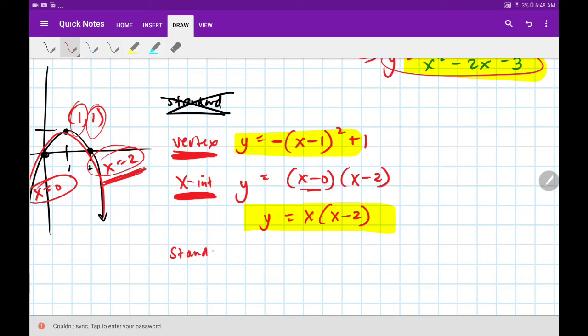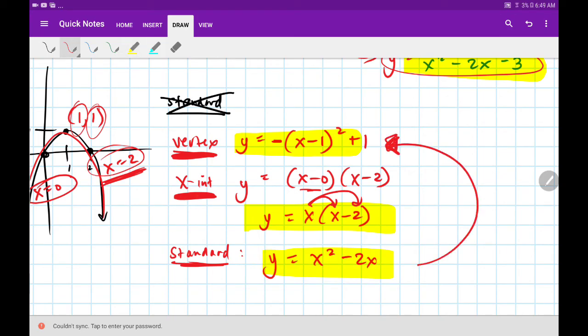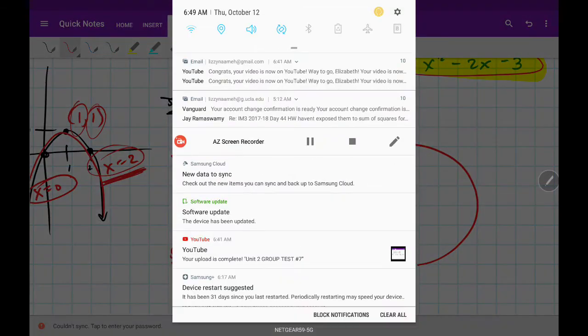Now let's find standard form. So it's up to you. You can do either vertex or x-intercept, expand whichever one you like. X-intercept form looks way easier because I just have to distribute the x. So I got x squared minus 2x. And that would be standard form. I want you to try expanding this one and make sure you get the same thing. All right, hope that was helpful.